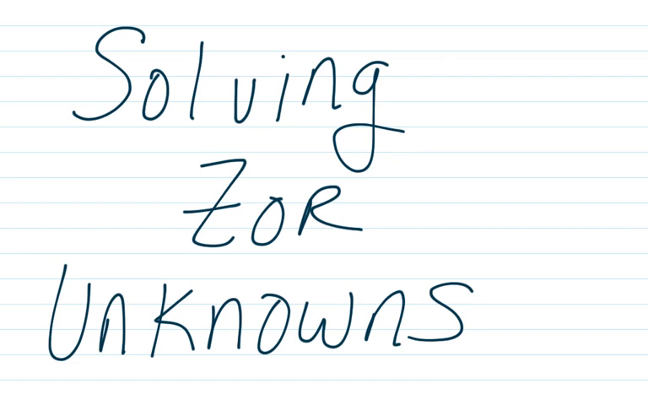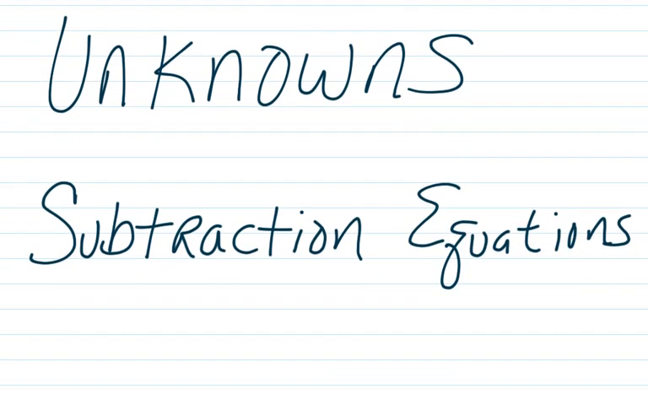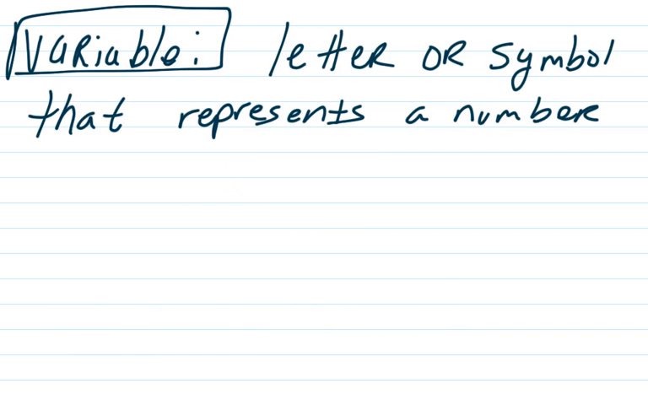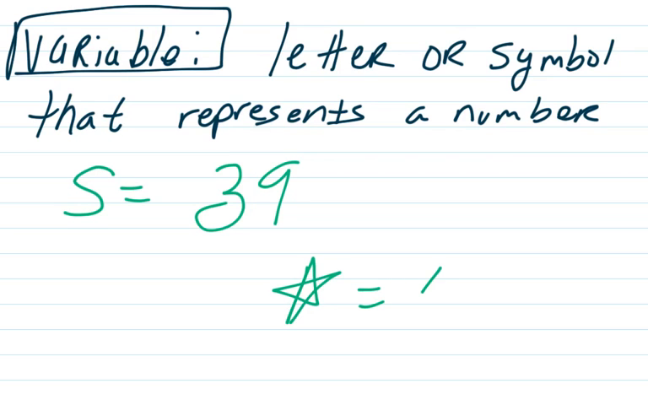Alright, so welcome to Solving for Unknowns, and this time we're going to be talking about subtraction equations. So remember, just like we've already talked about through a couple of lessons here on Edge Creations, a variable is a letter or symbol that represents a number. Same thing as we have S equals 39, or star equals 4. Whatever that letter or symbol does, it's taking a place for a number. It's holding a spot in line, basically.